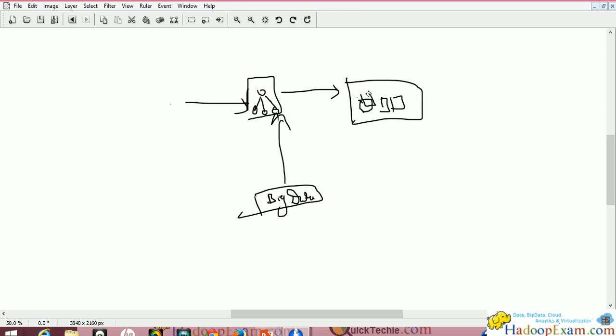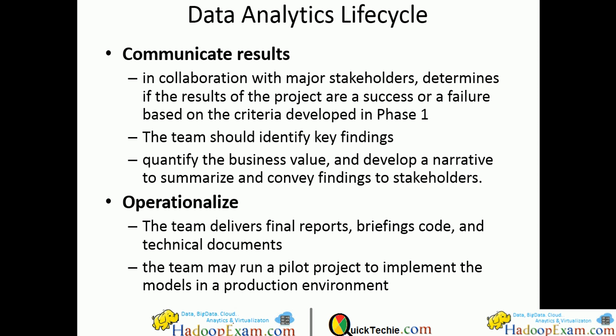So these are files only, data in files. The important point here is that you should be able to communicate this data. Just having the result in the file won't help. So you have to properly communicate this result in collaboration with the major stakeholders, and determine if the result of the project is a success or a failure based on the criteria developed. The team should identify the key findings, quantify the business value, and develop the narrative.